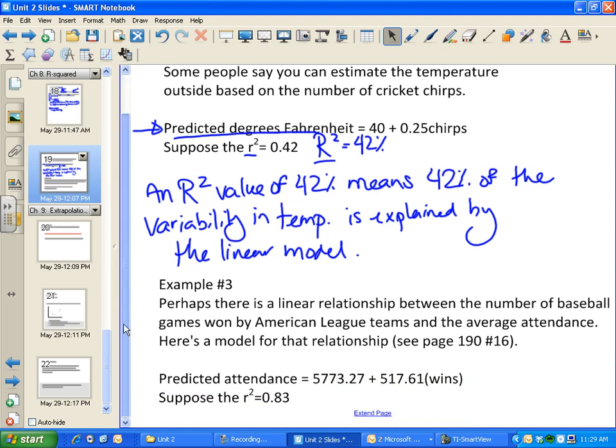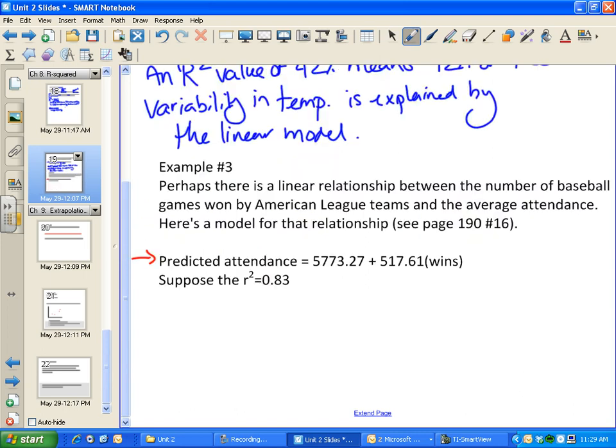All right, and the last example I'm going to leave to you, again, we've seen this before. Perhaps there's a linear relationship between the number of baseball games won by American League teams and the average attendance. So I've included for you the model, just to help you remember which is the x and which is the y variable. And again, I just made this up. Suppose the R-squared value for this story problem is 0.83. Would you please interpret that R-squared value? Remember to do it as a percentage.